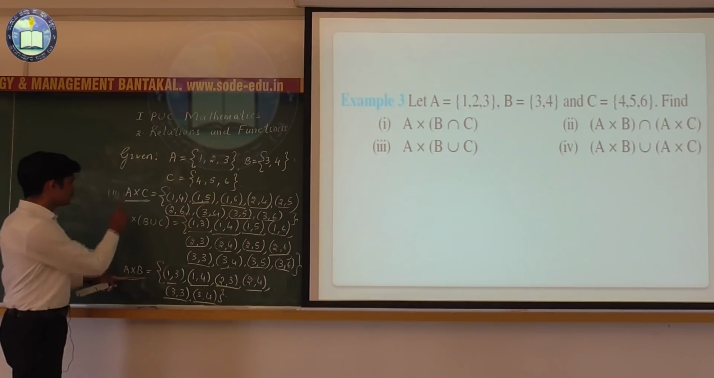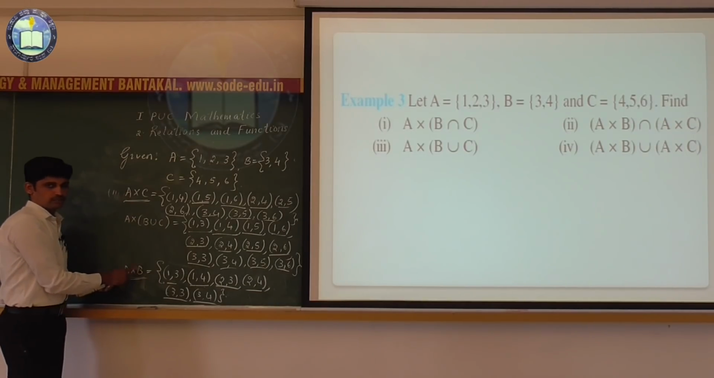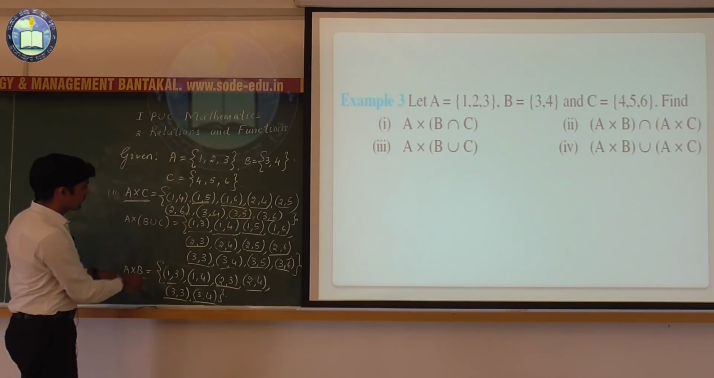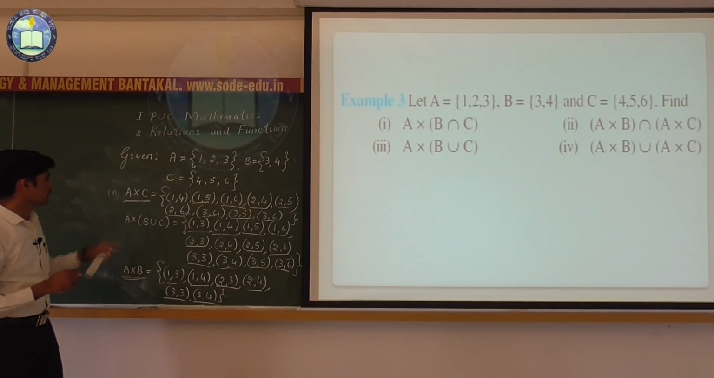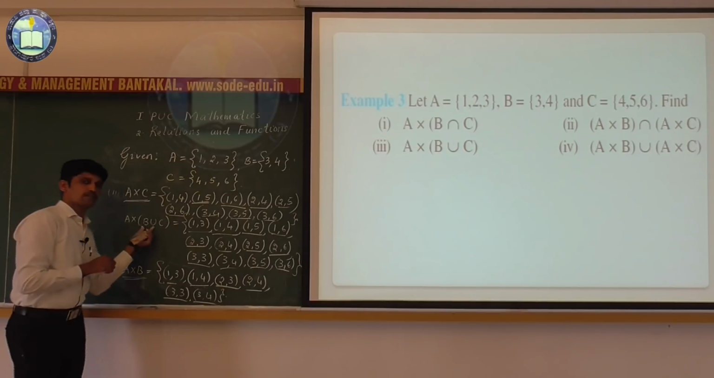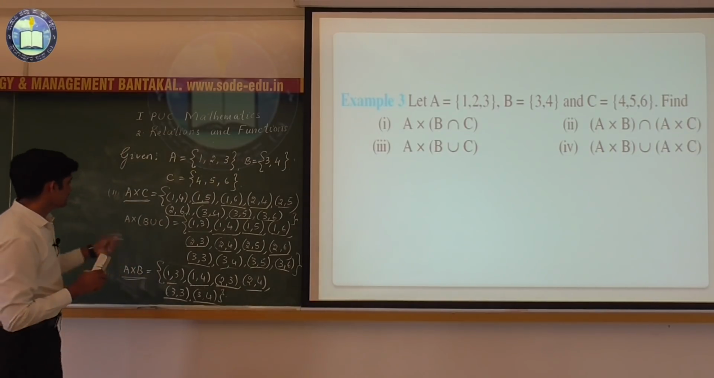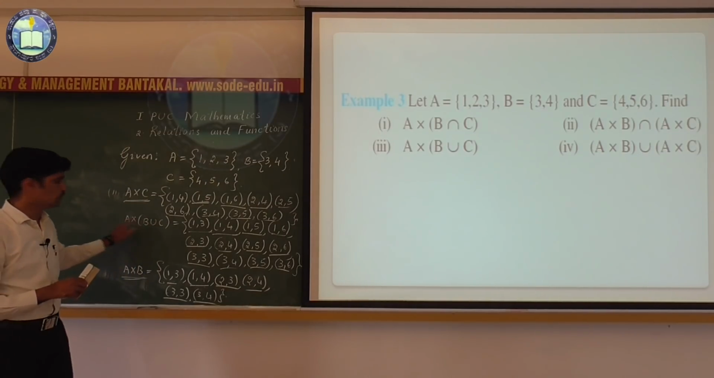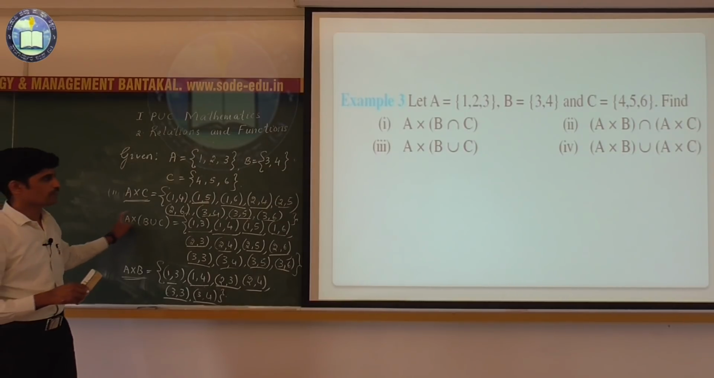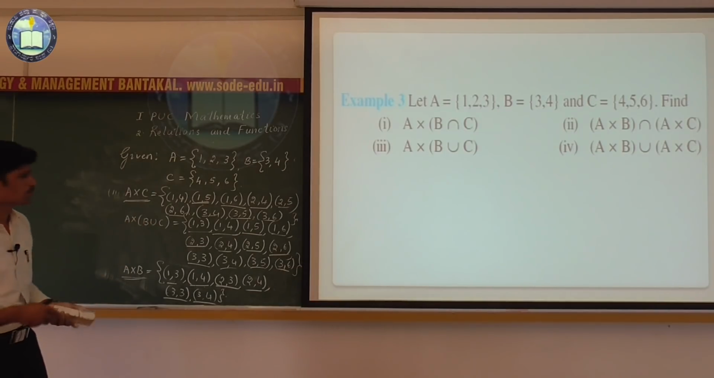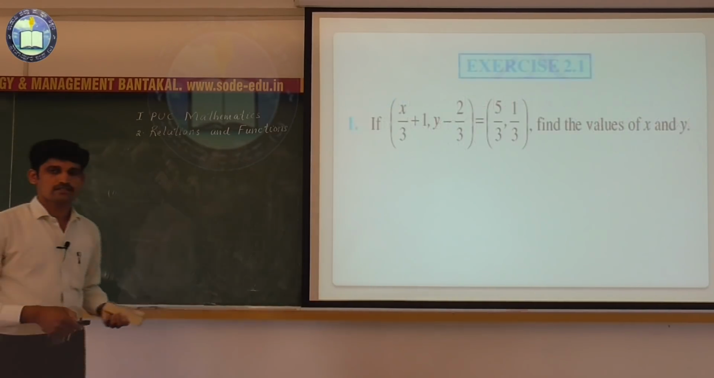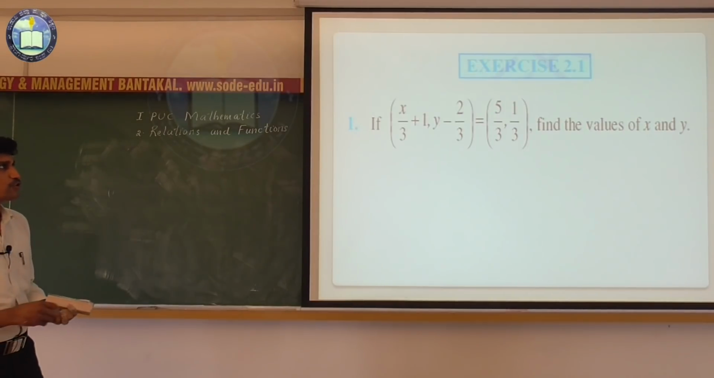Therefore, if you find the union of these two sets, A cross B union A cross C, it is equal to A cross B union C. Therefore, the Cartesian product is distributive over the union of sets. That is, A cross B union C is equal to A cross B union A cross C. That property can be verified using this problem. Next, exercise problems from exercise 2.1.